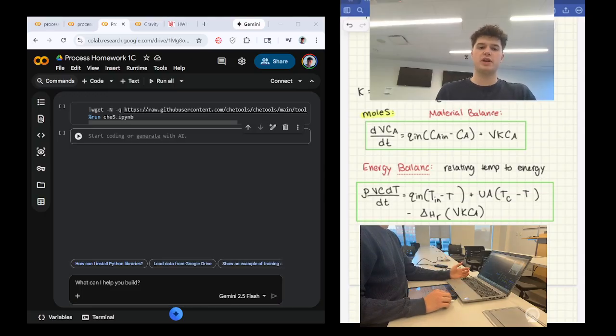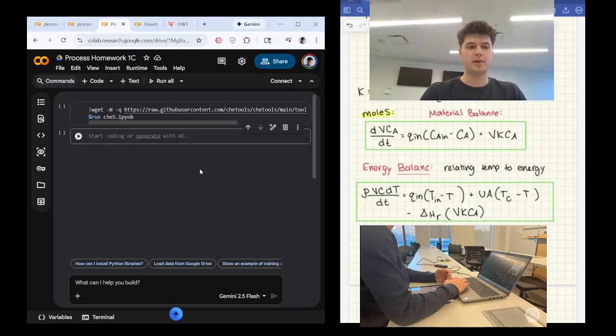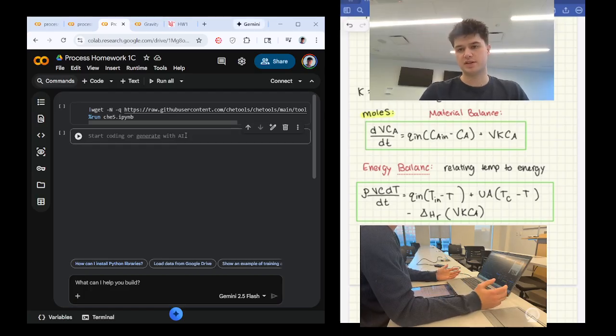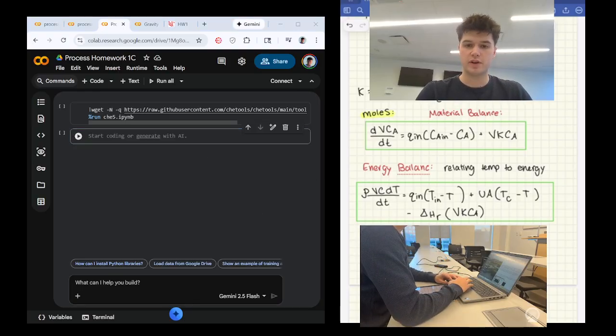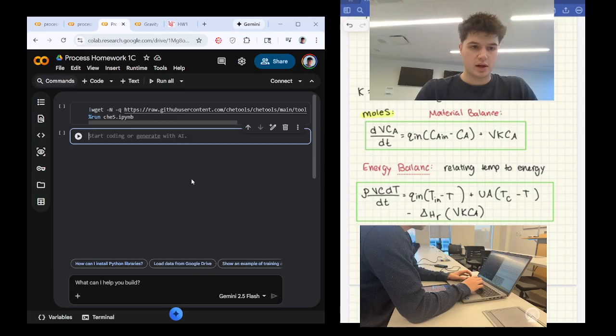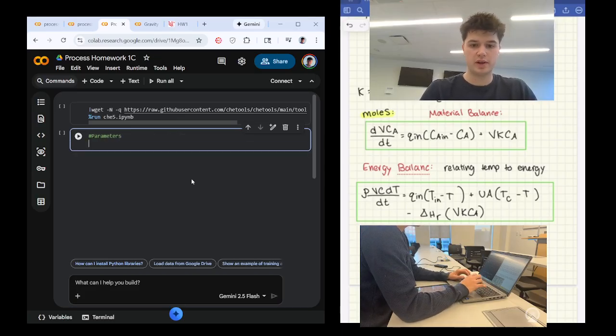As you can see, there's already a pasted-in library that was provided by our professor that is going to allow us access to the information that we need. The first thing I'm going to need to do, which will take me a little bit of time, is plug in all of the variables from the problem statement. So let's walk through that. All of these we will label as parameters, so we know what we're working with.